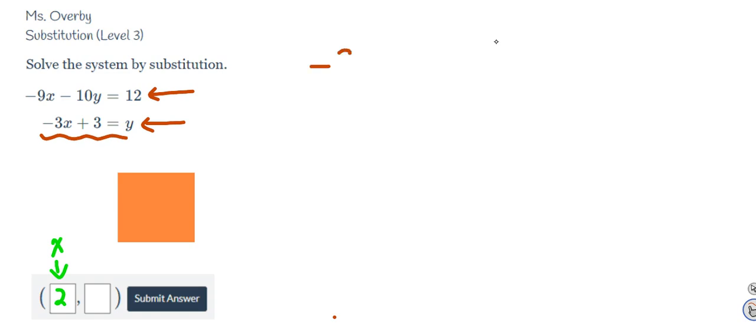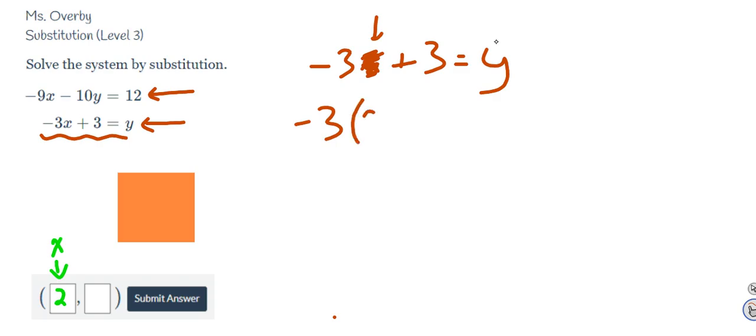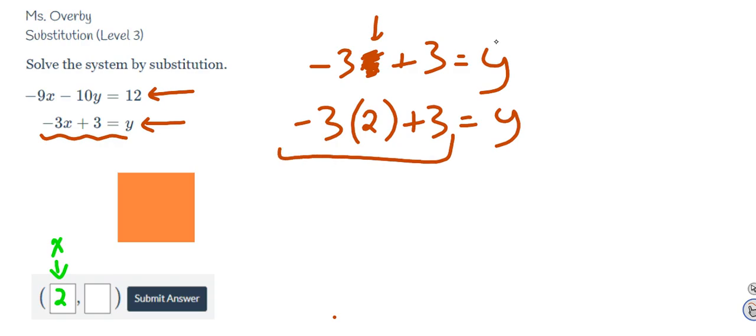So I'm going to rewrite this, and I'm going to plug in my 2. So when I see x, I'm going to take the x and be like, you're gone, throwing you away. And then in its place comes the 2, parachuting in. Then look at this. I can just pick up my calculator and put that in my calculator. I'll get what? -3. And we're done. That's my y.